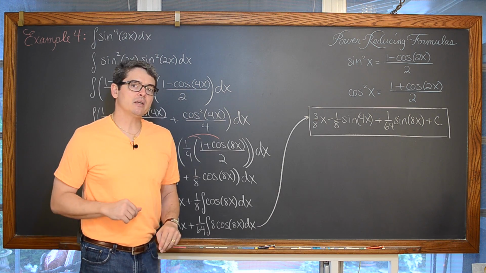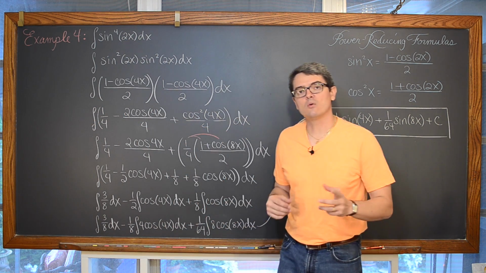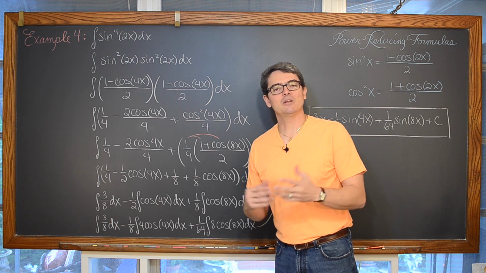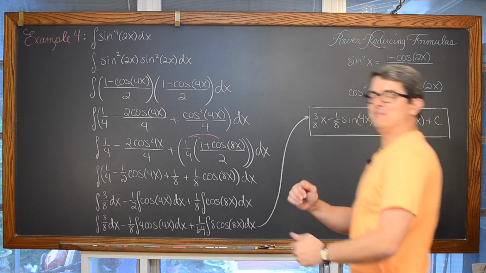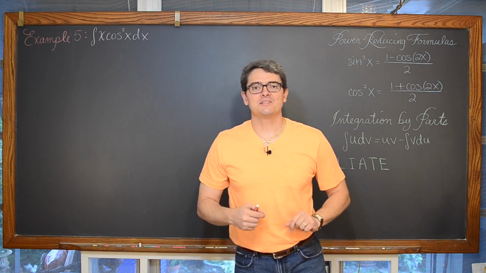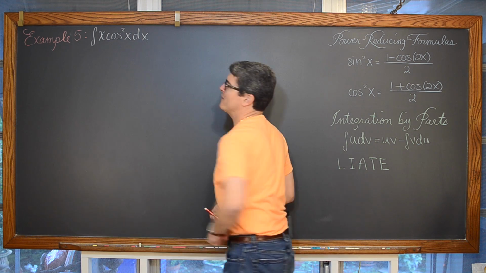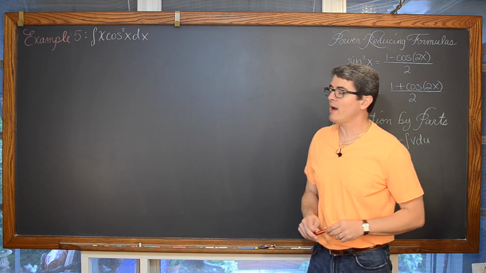Now our last example is going to require the use of one of these power reducing formulas, and it's also going to require that we remember how to do integration by parts. It's our last example, example number 5. We have the indefinite integral of x times cosine squared of x, dx.